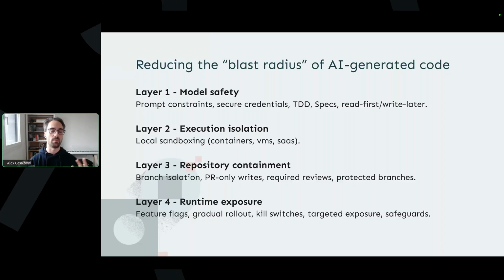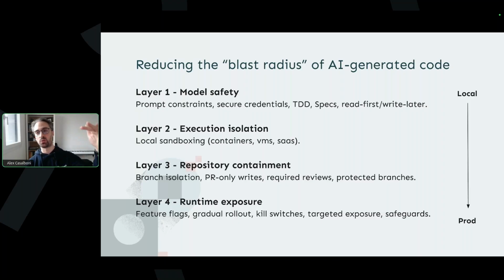So what I wanted to do is introduce some form of a mental framework for you to think about how to reduce the blast radius of all the new code that you're pushing into production every day along all the different phases. So we can start from the top, from model safety and execution isolation in your local development environment, all the way to protecting your repo, protecting your branches and the pull requests during CI/CD and during the rest of the development lifecycle. But then all the way to controlling runtime exposure in layer 4 in your production environment.